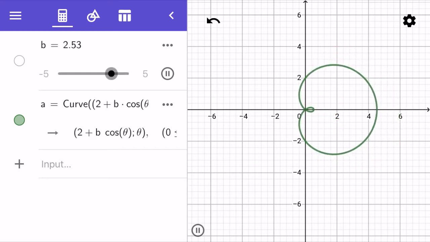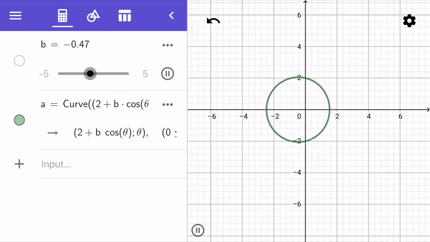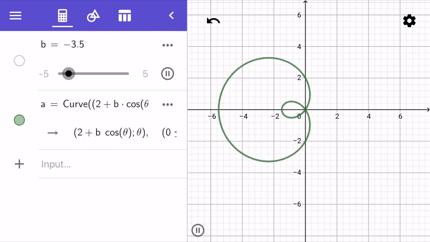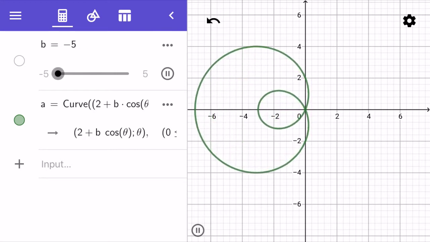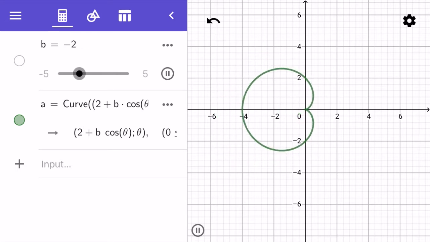So you can see what happens with the cosine family of limaçons. When b is positive, it opens to the right. When b is negative, it opens to the left. And if you repeat the investigation for the sine family of limaçons, you'll see the same thing up and down.